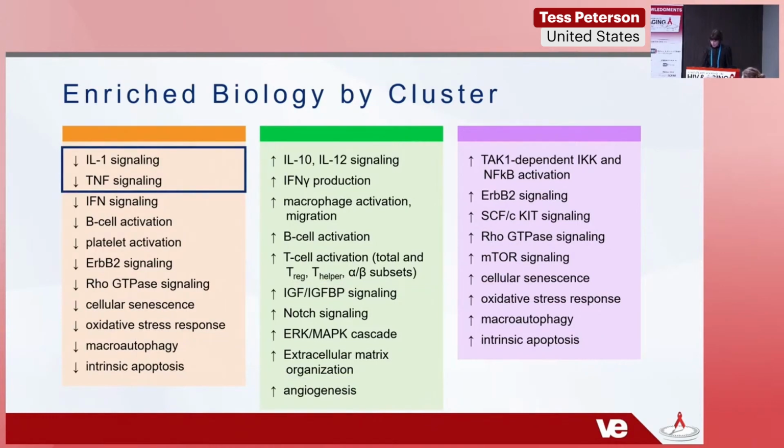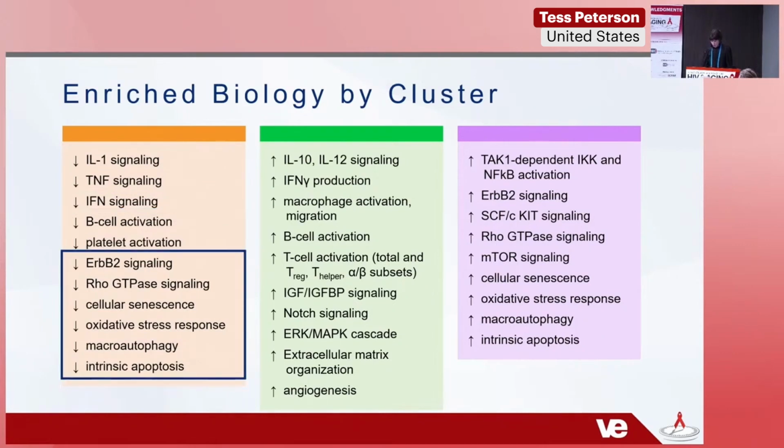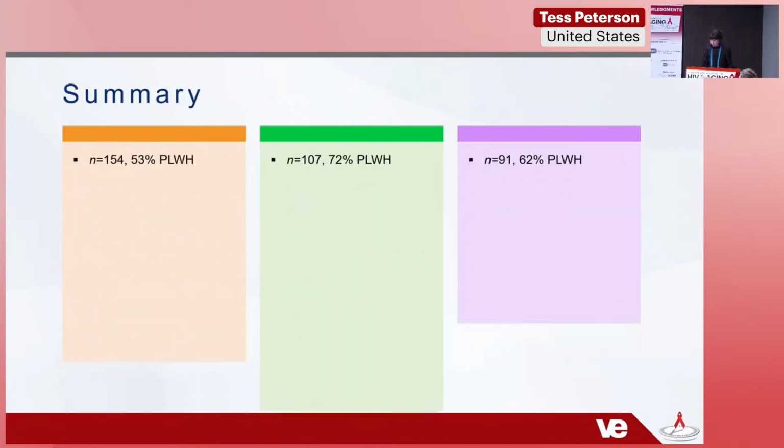So lastly, in this lower risk group, we're seeing lower plasma abundances of proteins involved in pro-inflammatory cytokine signaling, interferon signaling, B cell and platelet activation, and then lower markers of cell senescence and response to stress.